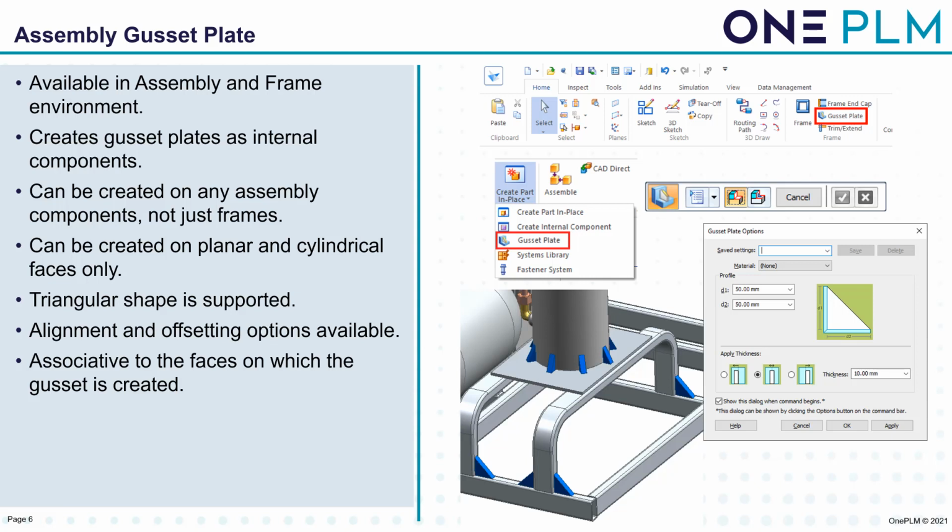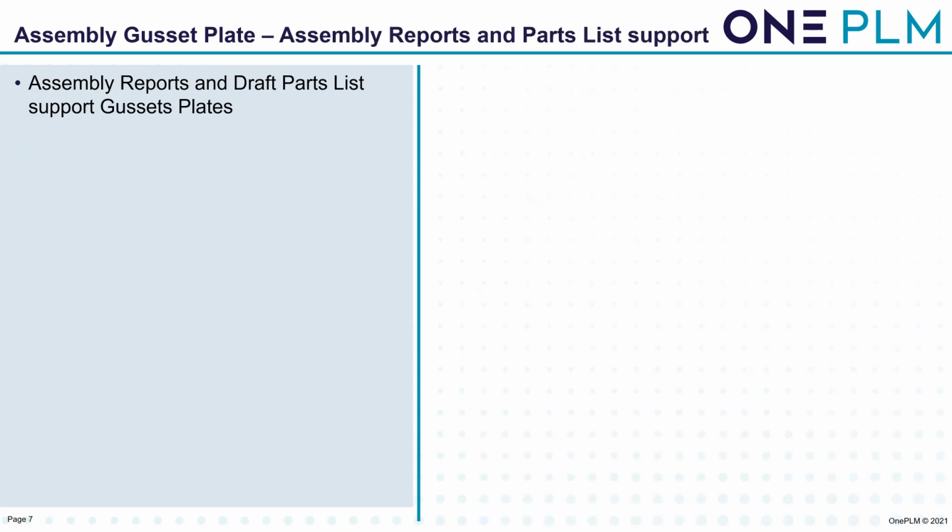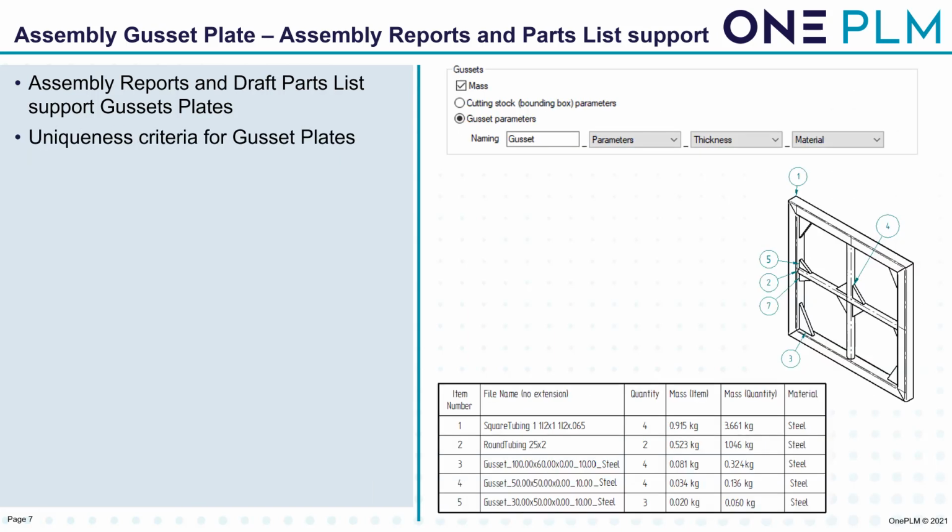It's associative to the faces on which the gusset is created. So if we do go and change that face, or delete that part, the gusset is going to no longer be there. It's going to have a broken link. How do these then show on the drafts? We'll get assembly reports and draft parts lists supporting these gusset faces. There's uniqueness criteria similar to frames, so we can see exactly what style gussets we want on those.